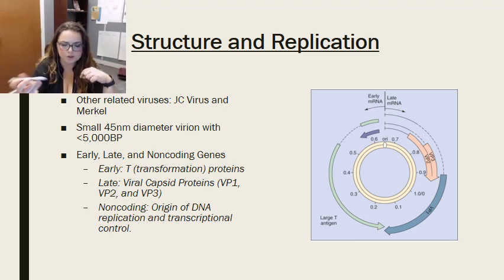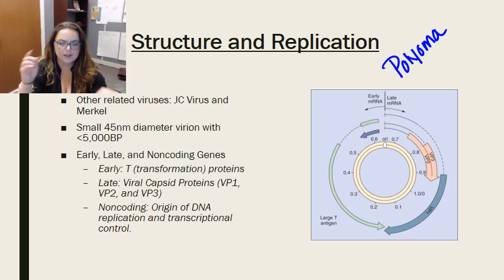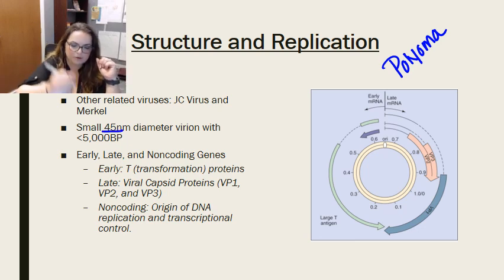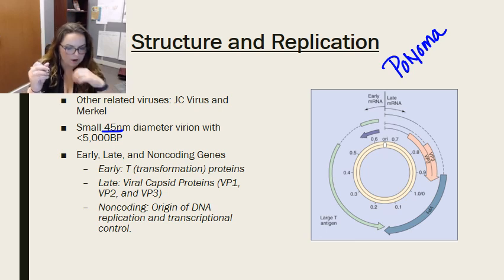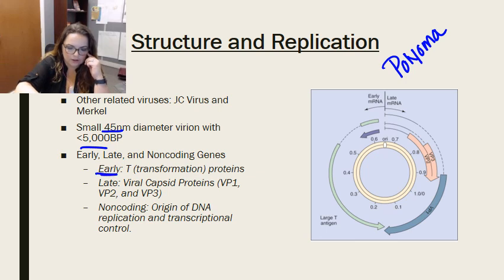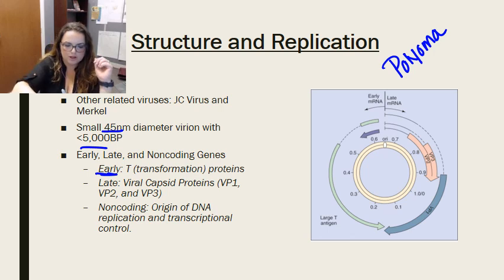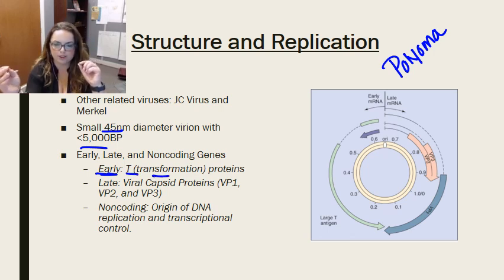Okay, so first off, like I mentioned, this is a polyoma virus. The other polyoma viruses that you might be familiar with are things like JC virus. These are very small viruses. They're about 45 nanometers in diameter, and they have about 5,000 base pairs. Their genomes are divided into early, late, and non-coding regions. The early region has one strand which codes for non-structural T or transformation proteins. So this includes things like large T, T prime, and small t antigens.